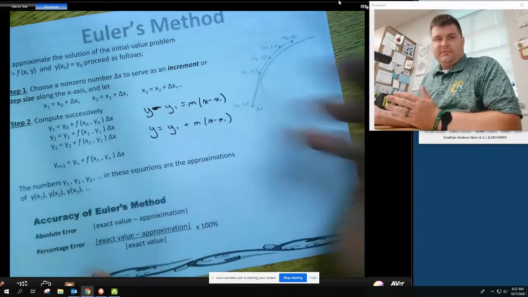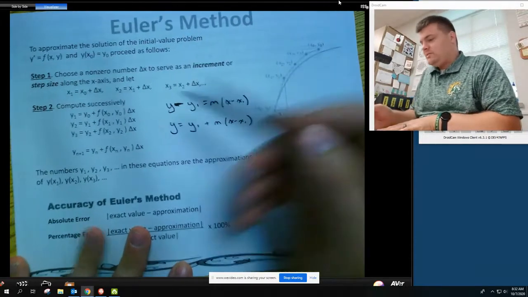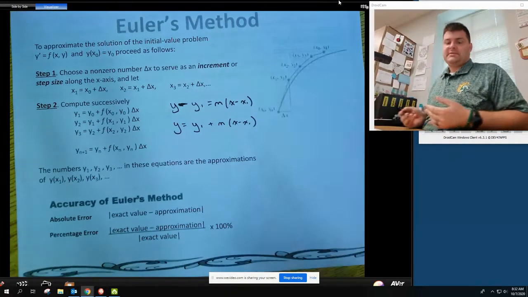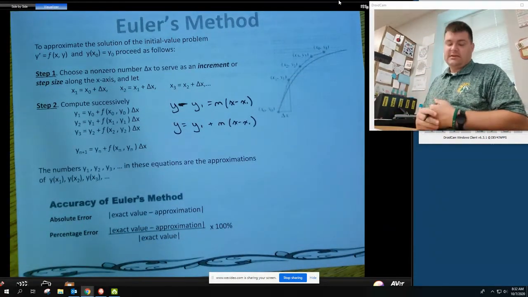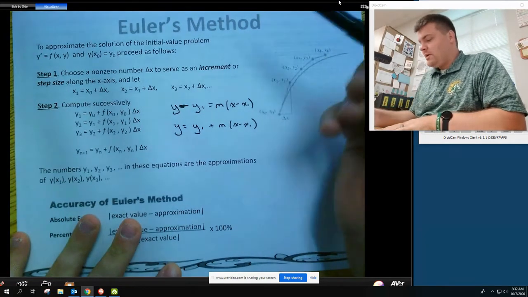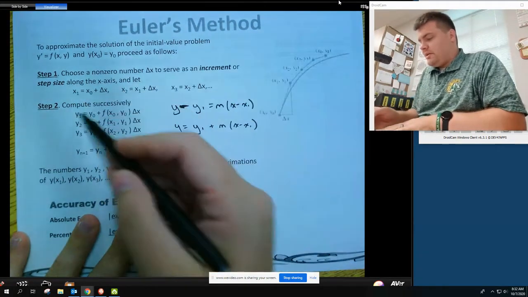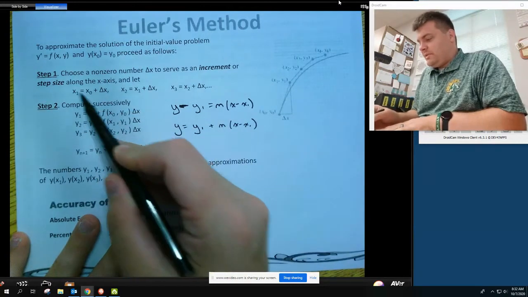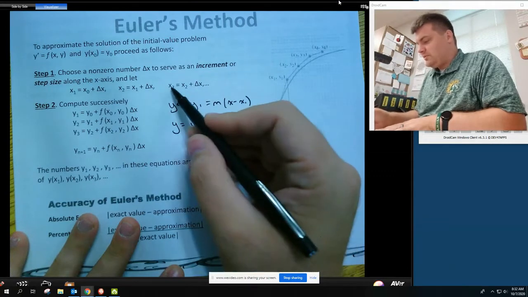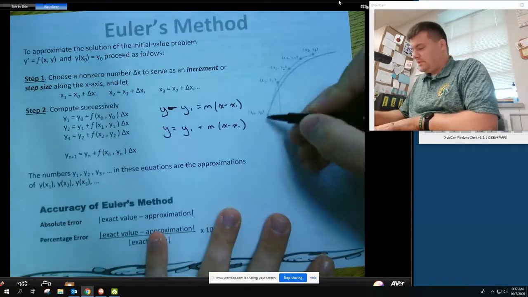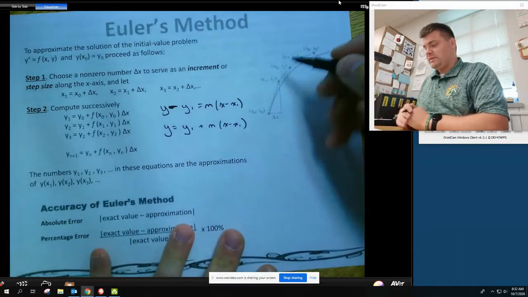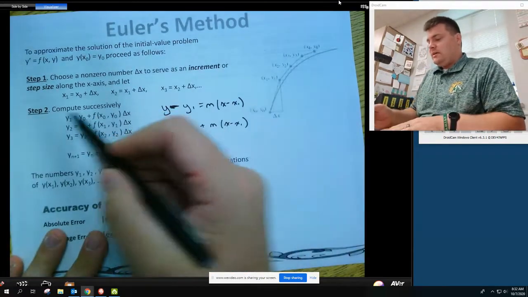Step one for estimating using Euler's method is to choose a non-zero change in x to serve as an increment. So it's your step size. You have to pick your step size. Sometimes the problem tells you, sometimes you have to figure it out a little bit. That's not the hard part though. You let x1 be this change, x2 the next change, x3 the next, because essentially we're building these little segments, as you can see in that picture.